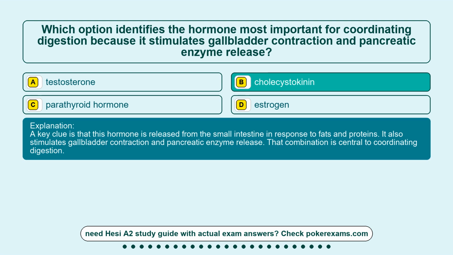A key clue is that this hormone is released from the small intestine in response to fats and proteins. It also stimulates gallbladder contraction and pancreatic enzyme release. That combination is central to coordinating digestion.